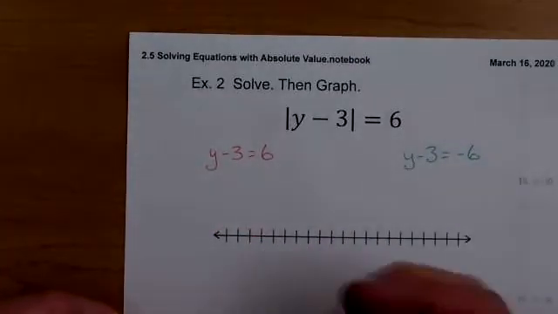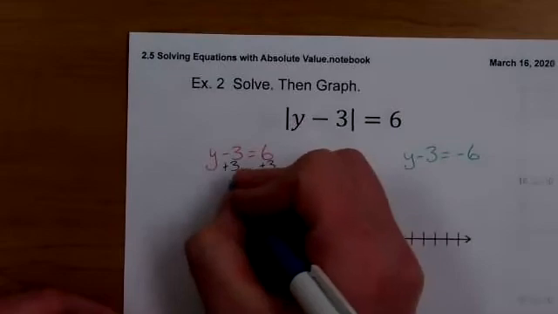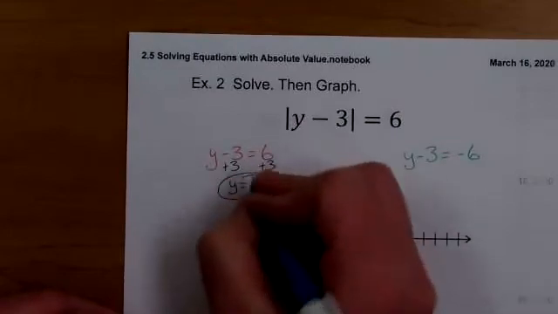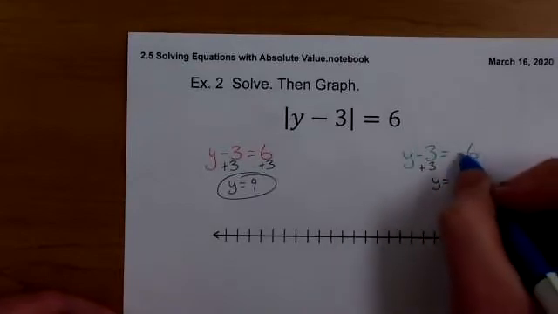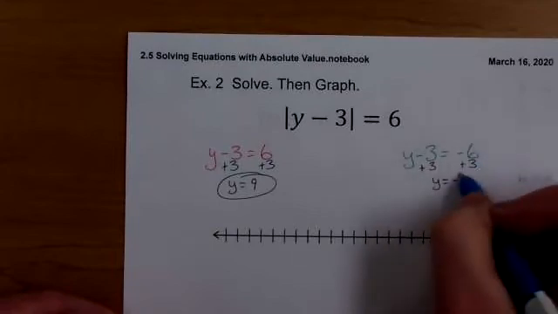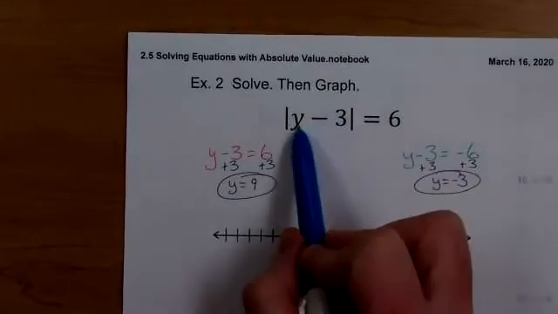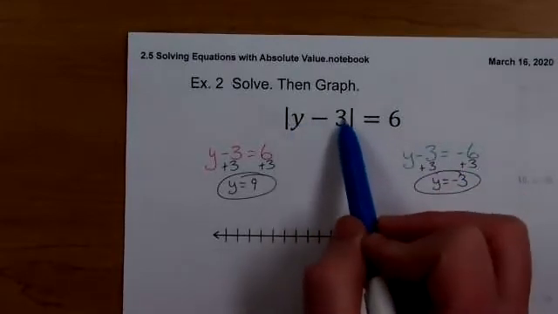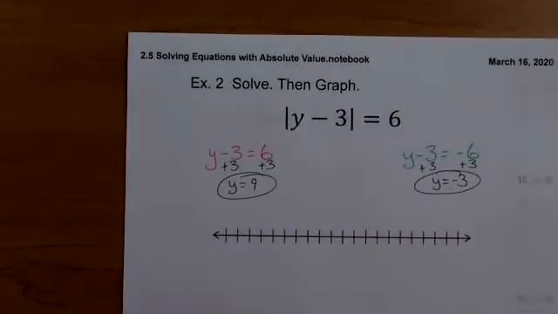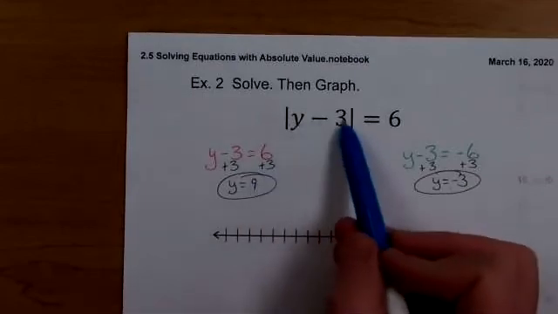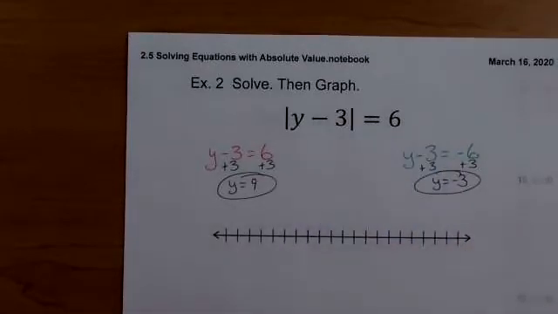Okay? Now we just have a simple one-step equation. Add 3, y equals 9. Add 3, y equals, well, negative 6 plus 3 is negative 3. If I plug both of these in, let's plug negative 3 back into our original one. Negative 3 minus 3 gives us negative 6, and the absolute value of negative 6 is a positive 6. If I plug in 9, 9 minus 3 is 6, and the absolute value of 6 is still positive 6. So that's how that works.